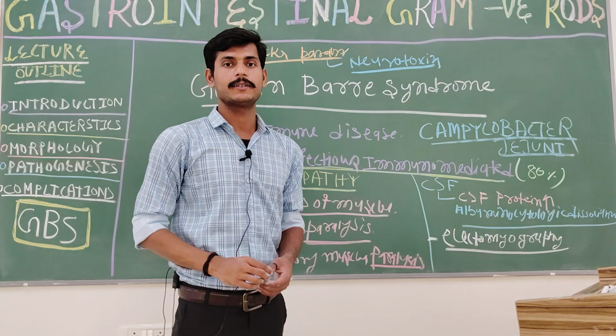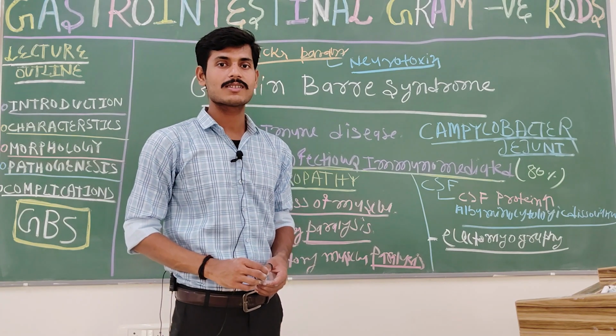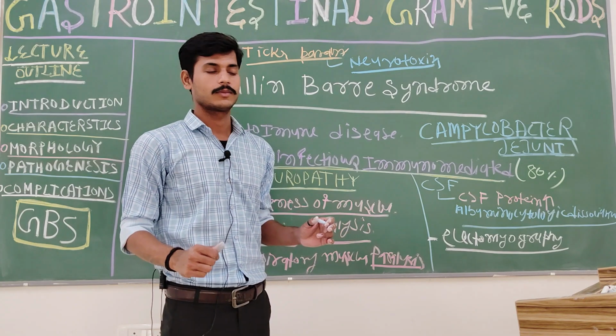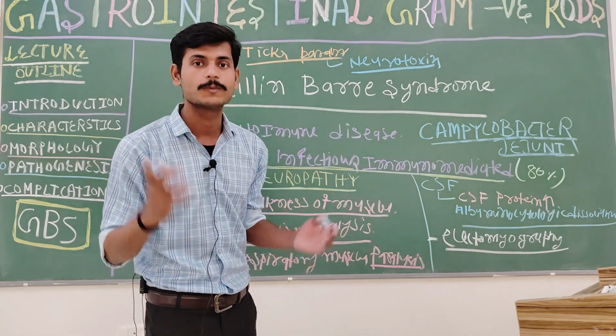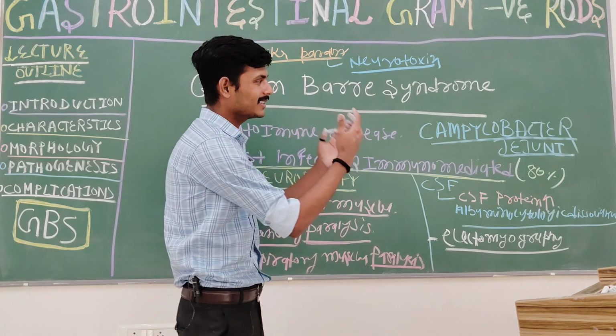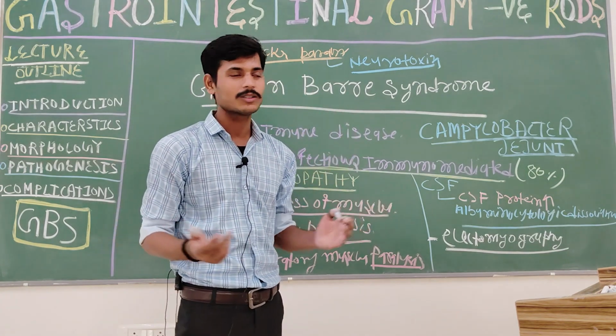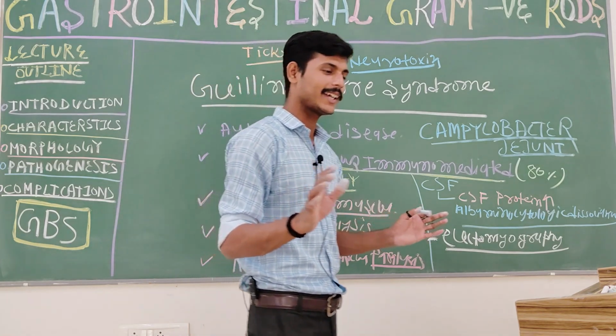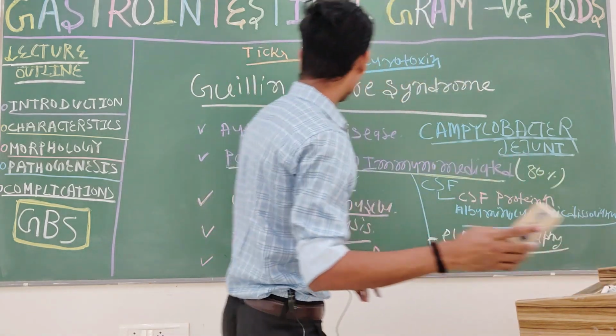So this Campylobacter jejuni is a bacterium responsible for causing Guillain-Barré syndrome. Now the question arises, how? Since it is a bacterium, how can it cause an autoimmune disease? It can cause it, but how? I will tell you.